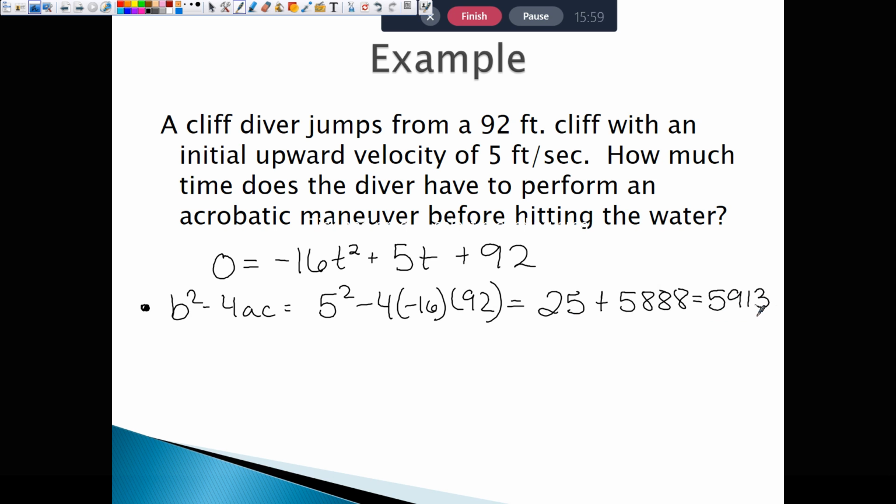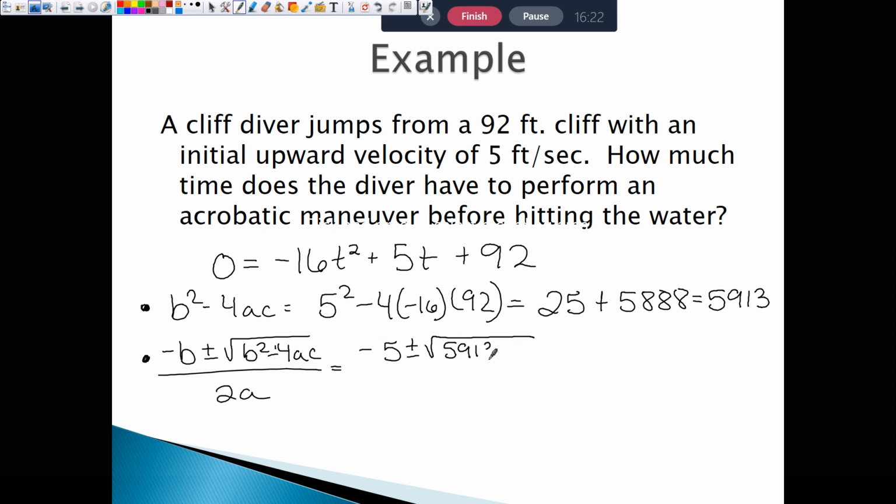Okay, now I'm going to substitute all of my information into my quadratic formula, which is negative b plus or minus the square root of b squared minus 4ac all over 2a. Negative b, negative 5, plus or minus the square root of 5,913 all over 2 times negative 16. What is the square root of 5,913? If we're going to want to do time, we're going to have decimals. 76.9. Yeah. And 2 times negative 16? It's negative 32.